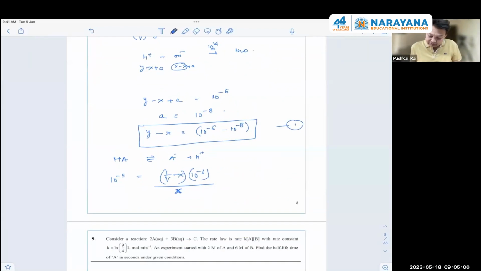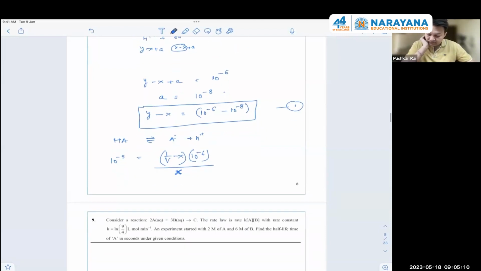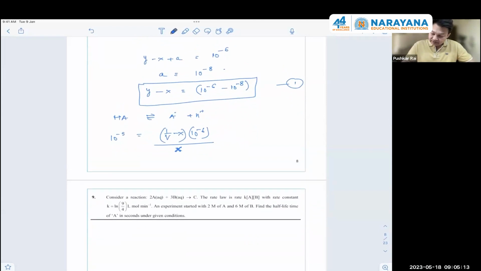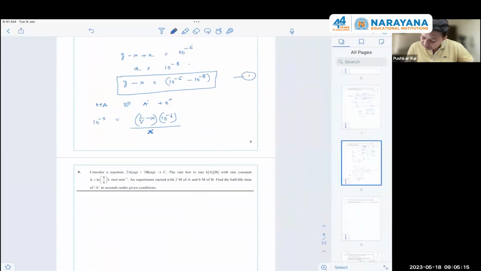So from there you can get the value of X and V, you can easily solve, because Y minus X you already know. The value of Y minus X you already know. We can solve this problem like this. Ved Prakash, have you done it like this?